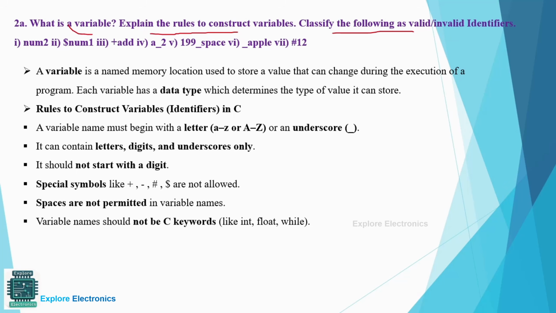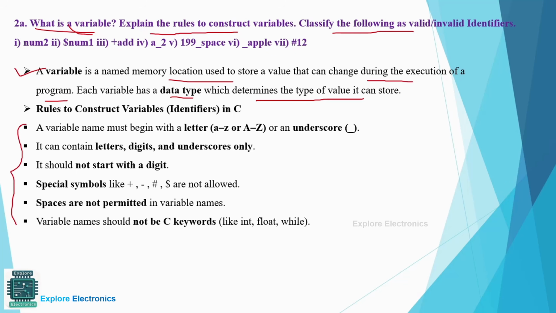Now, a variable is a name and memory location used to store a value that can change during the execution of a program. Each variable has a data type which determines the type of value it can store. This is the definition of a variable. This part is completed, and the next part is that we have to explain the rules to construct a variable.